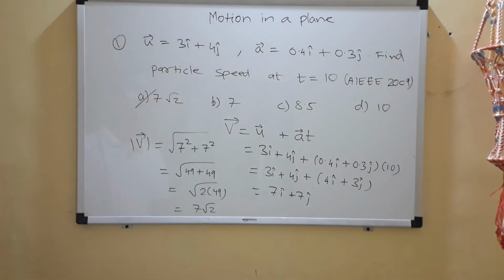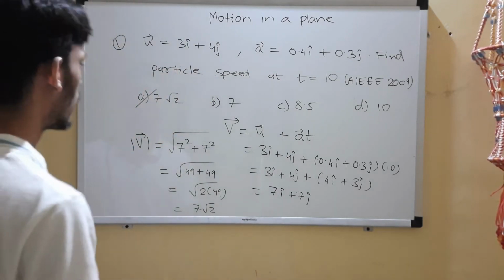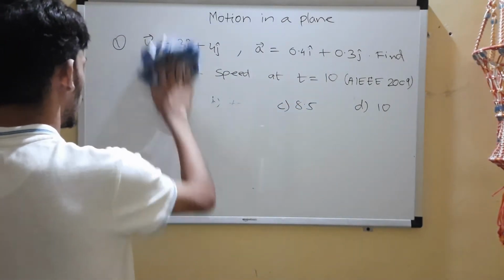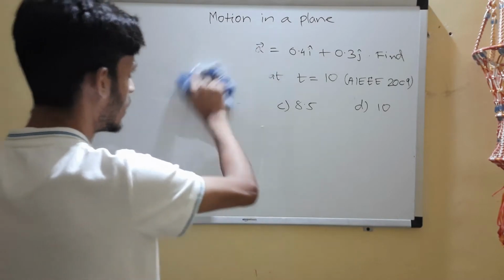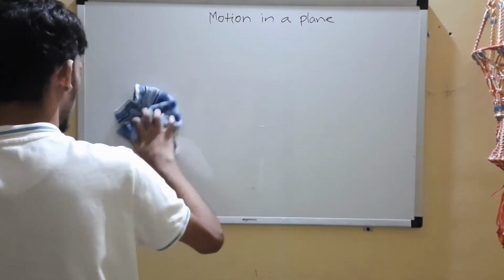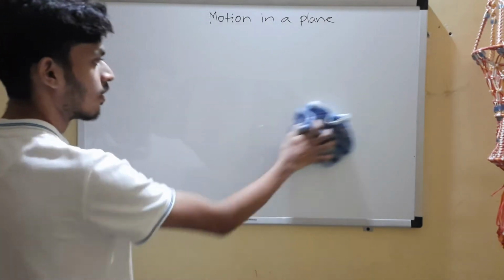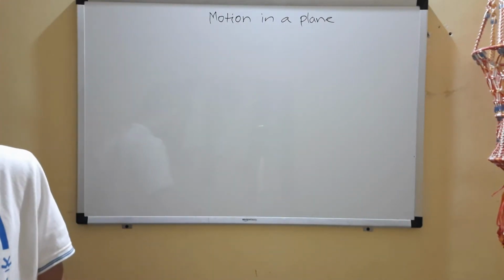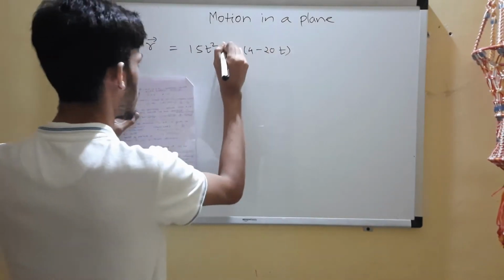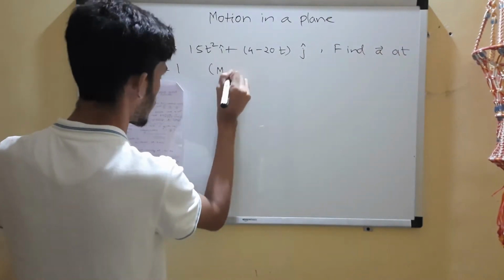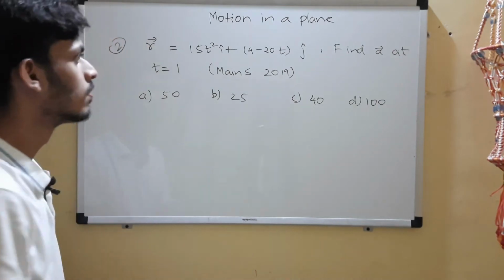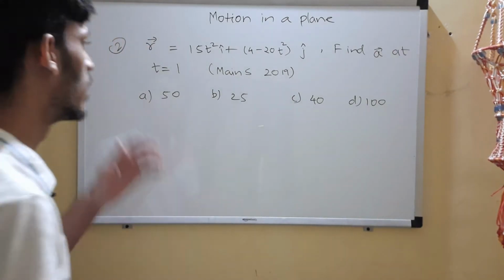Okay. So we are going to have numericals based on the bookish things that we learned. Okay. Question 2. Okay. So here is the second question.